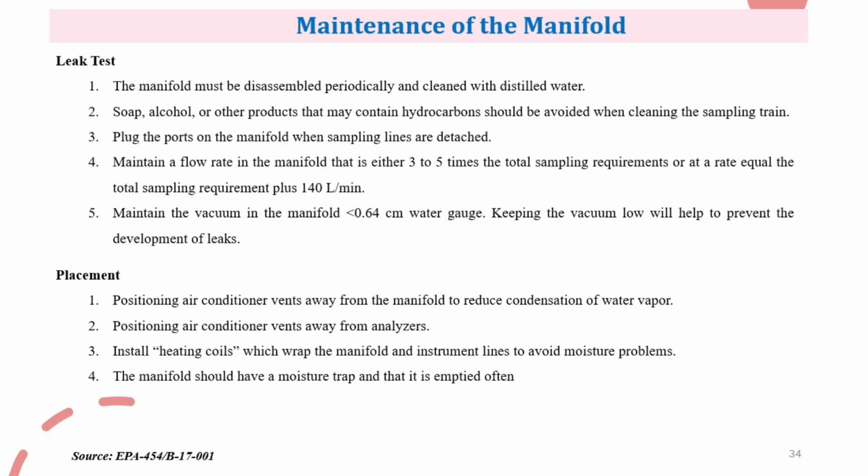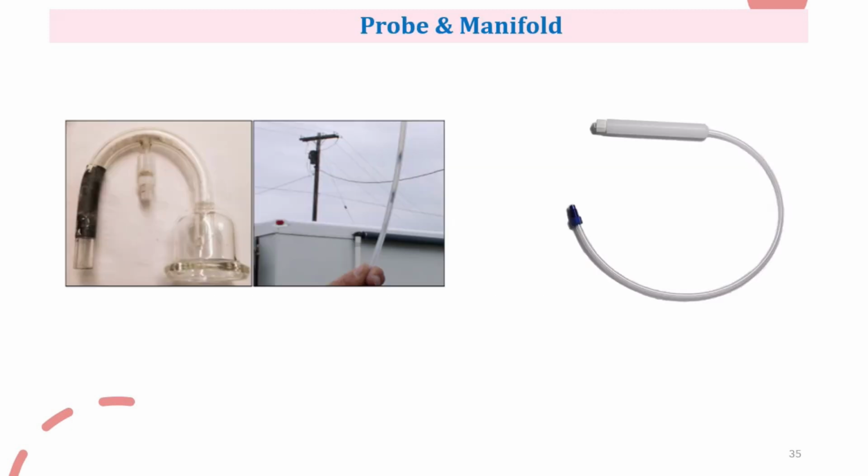Now, understanding the placement. Position air conditioning vents away from the manifold to reduce condensation of water vapor. Position air conditioning vents away from analyzers. Install heat coils which wrap the manifolds and instrument lines to avoid moisture problems, and the manifold should have a moisture trap.